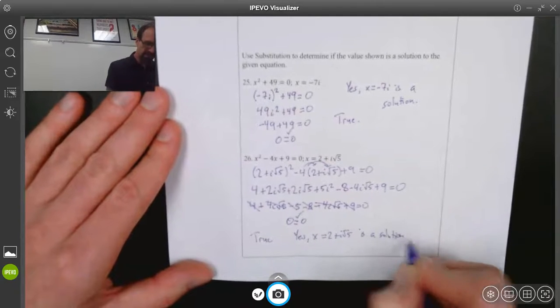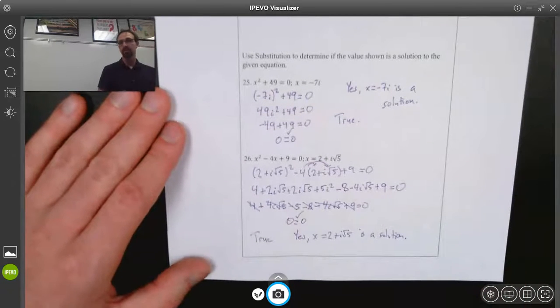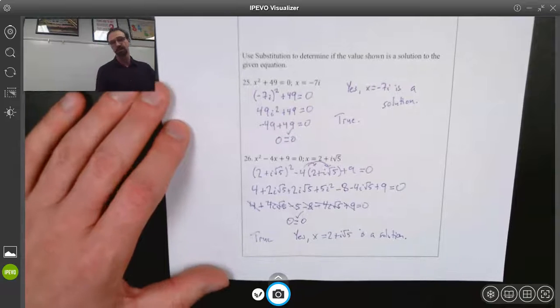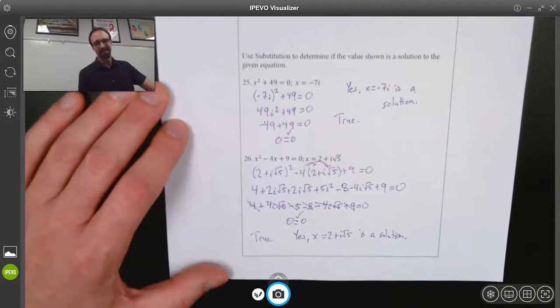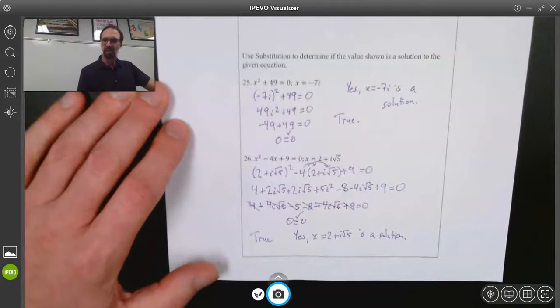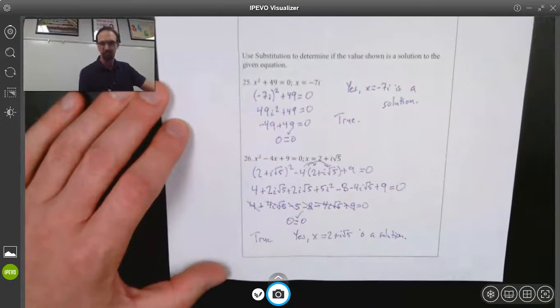So if we got something besides 0 on these values, or if it's set up so that it was equal to a different number in the beginning, then we know that it's not a solution, and so then we would say false or no, x equals whatever is not a solution.